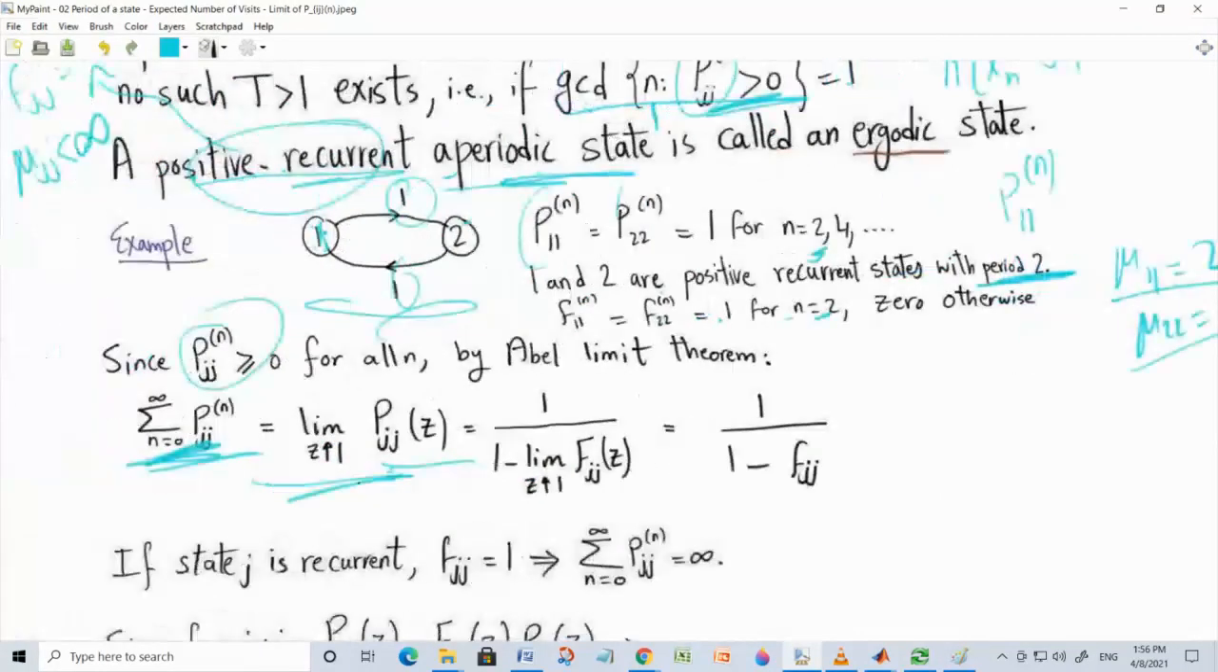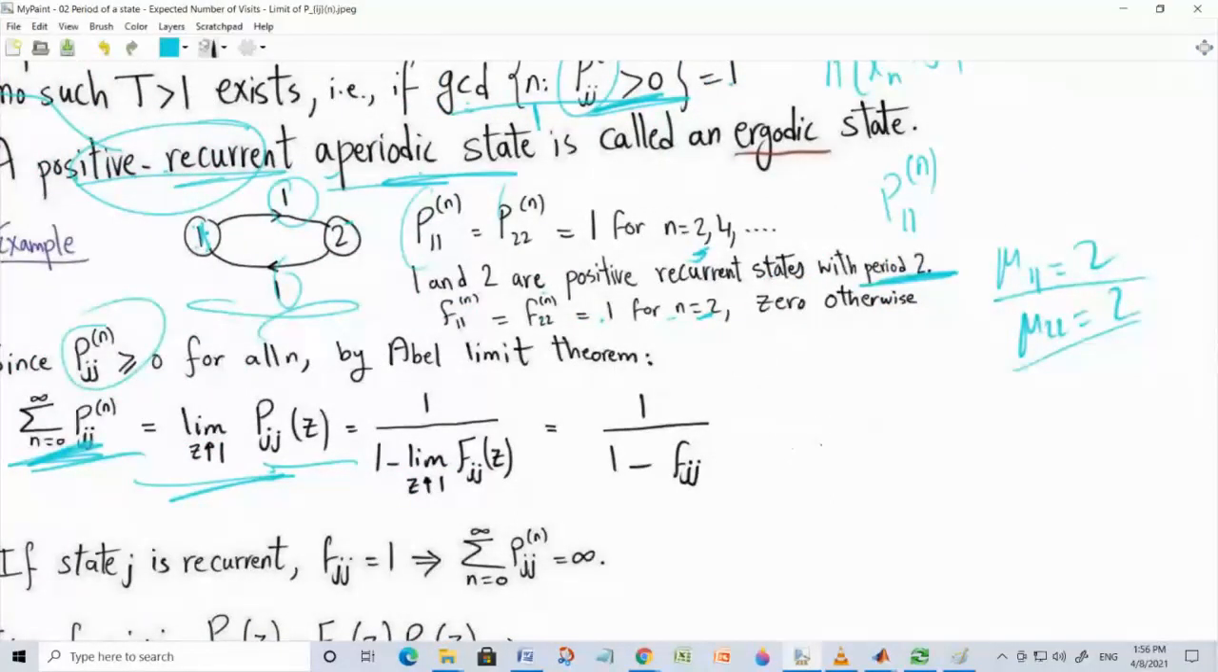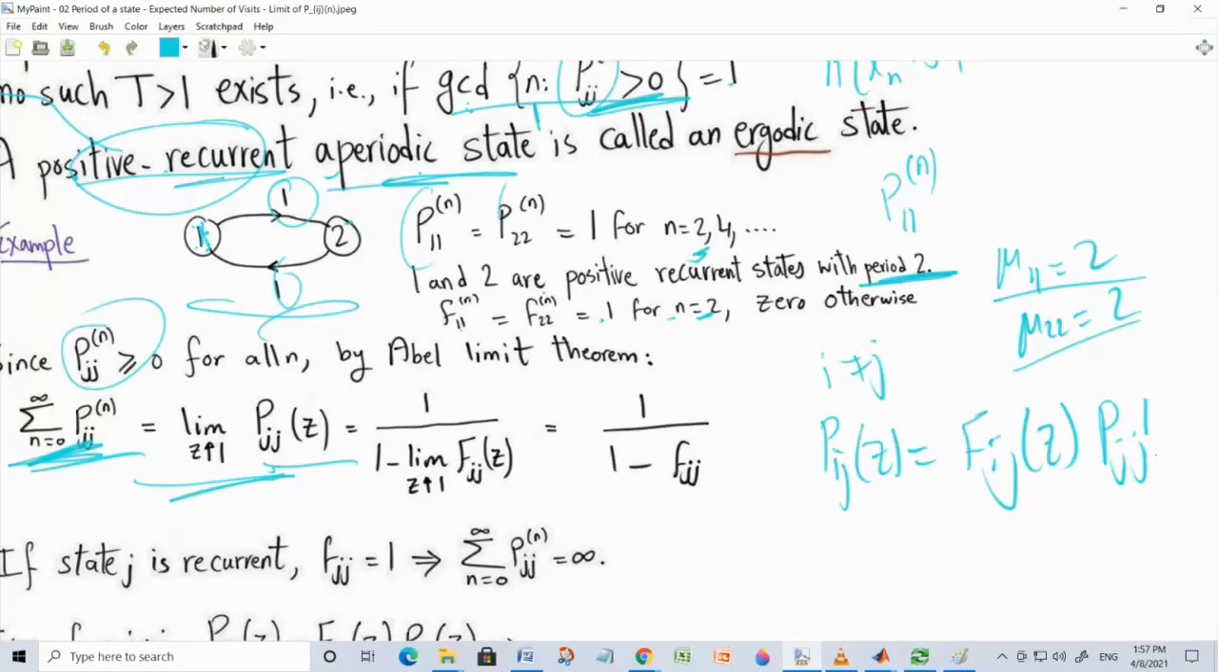So from the previous lecture, remember the relationships we have. If i is not equal to j, B_ij(z) is F_ij(z) B_jj(z), and then B_ii(z) is equal to 1 over 1 minus F_ii(z). Okay, so we have these two relations from the previous lecture. Here we are talking about jj, so B_jj(z) is 1 over 1 minus F_jj(z). And then if you take the limit, the limit will be 1 over 1 minus F_jj.